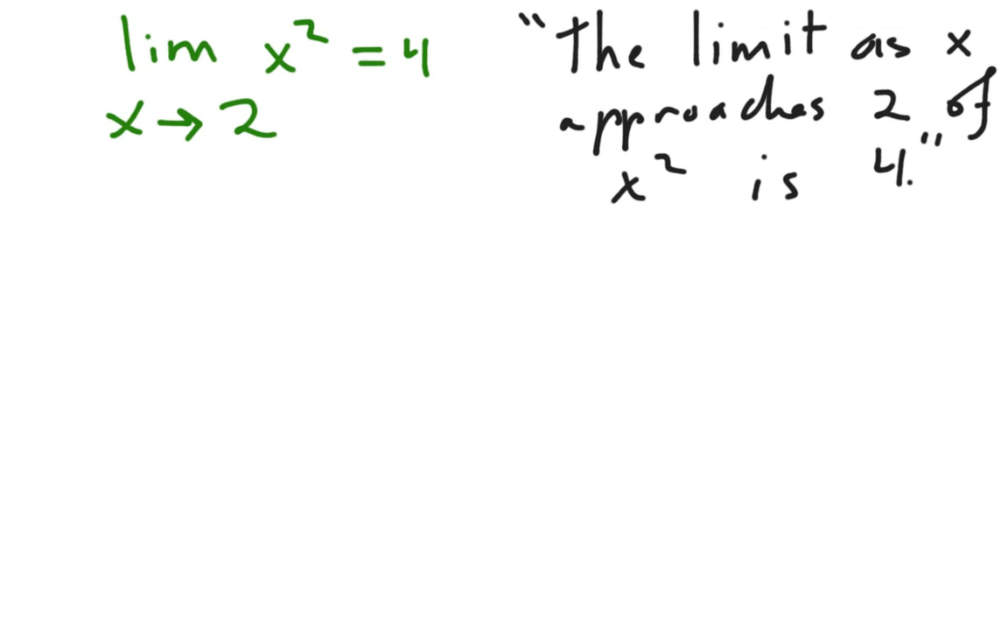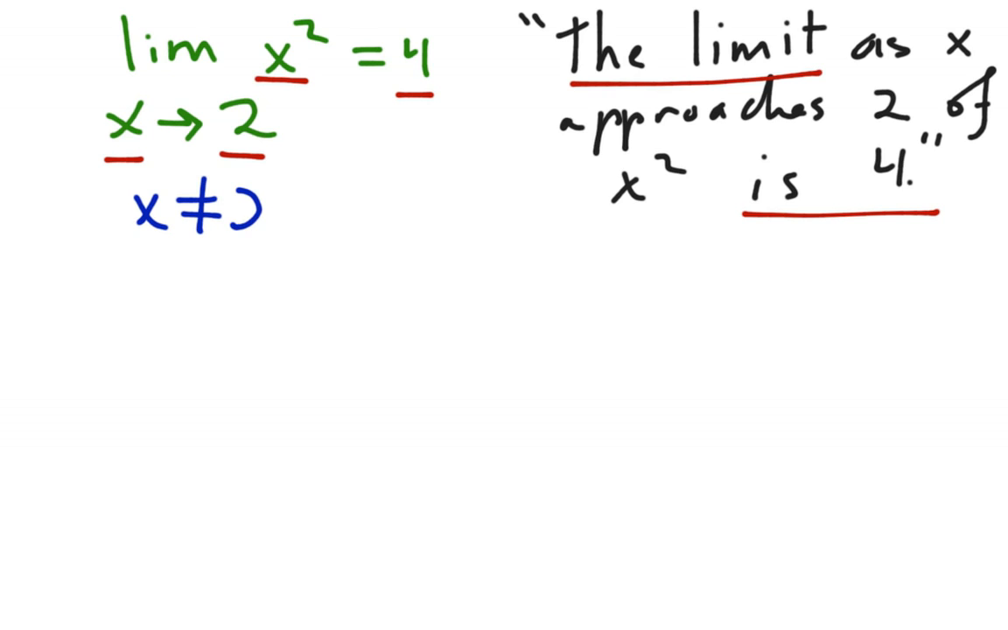The way that sentence is parsed out, you basically end up with the limit is 4. And you have the extra information that x is approaching 2. The function that we're talking about is x squared, and the value of the limit is 4. Some quick things to note. First off, x is approaching 2. That means that x is not equal to 2. x is getting really close to 2, but isn't actually equaling 2. Notice that 2 is an x value here, and 4 is a y value.